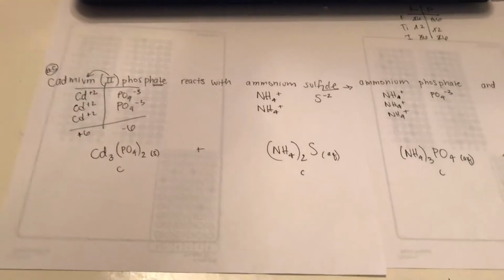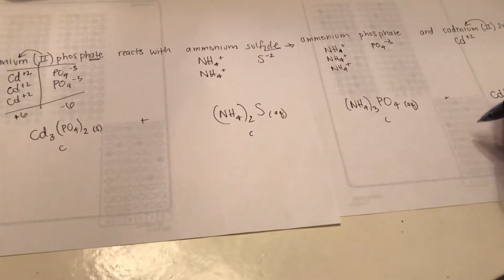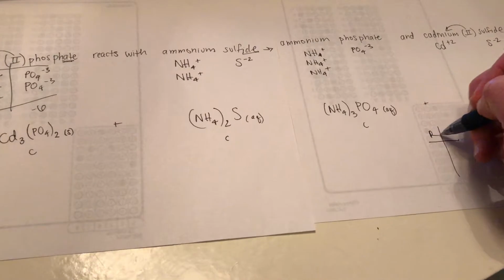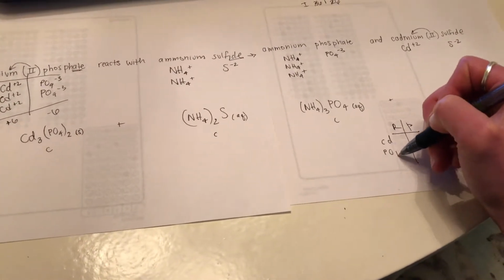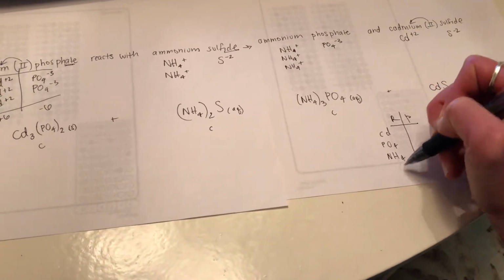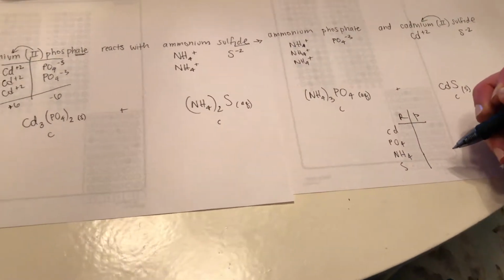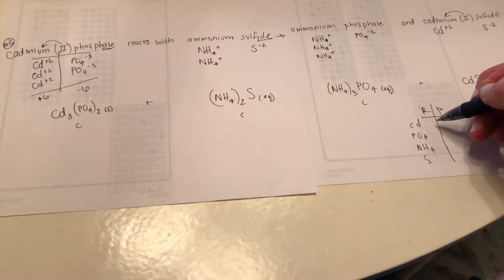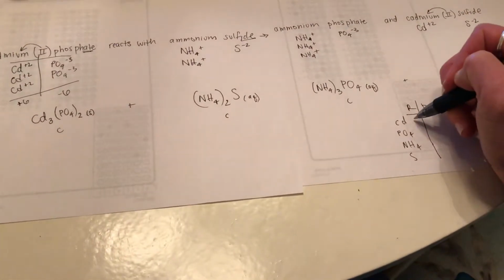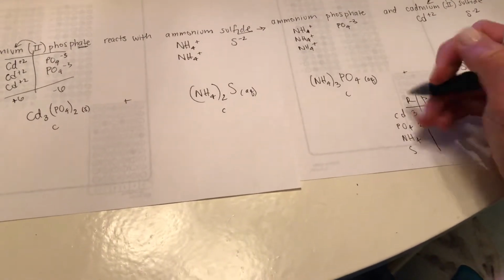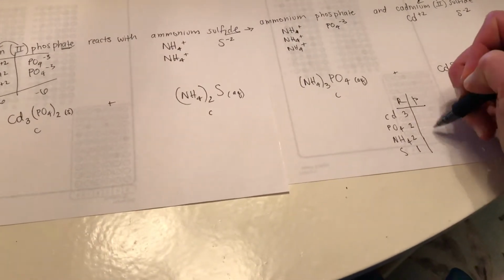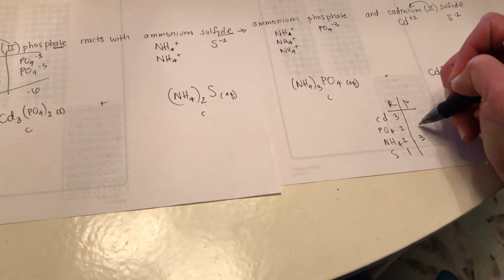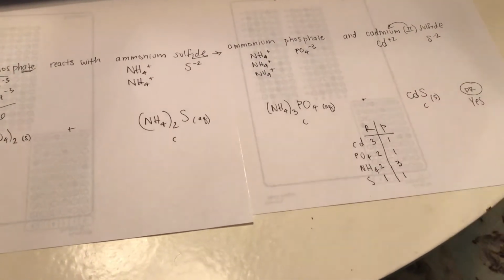Okay, and the last thing to do here is to balance this guy. So I'm going to make my chart of reactants and products. I have Cd, PO4, NH4, and sulfur. Okay, and so on my reactant side, I have 3 cadmiums, 2 phosphates, 2 ammonium, and 1 sulfur. On my product side, I have 3 NH4, 1 phosphate, 1 cadmium, and 1 sulfur.